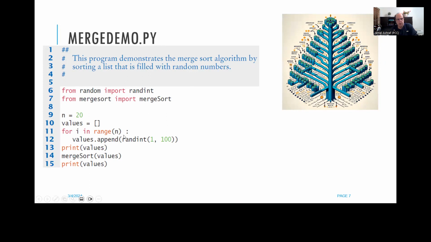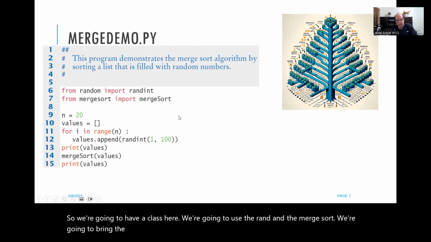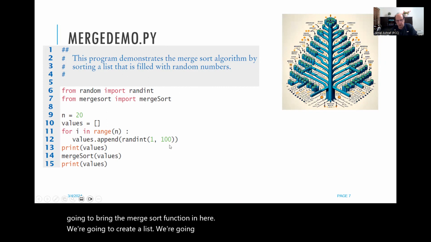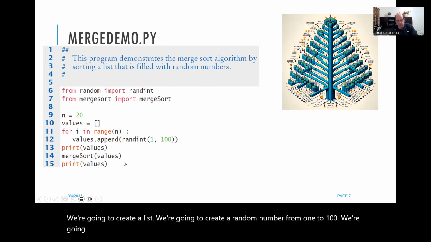So we're going to have a class here. We're going to use the rand and the merge sort. We're going to bring the merge sort function in here. We're going to create a list. We're going to create random numbers from 1 to 100. We're going to print the values, we're going to call the merge sort, and we're going to call the print.